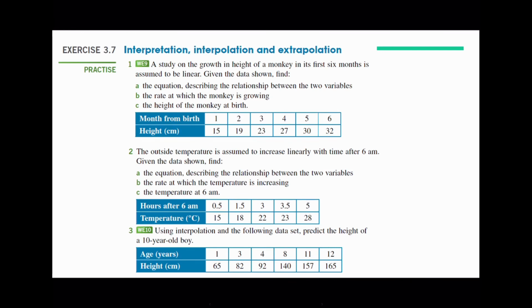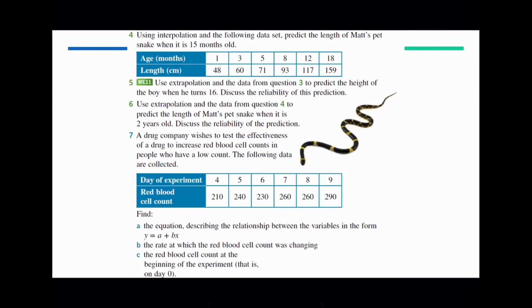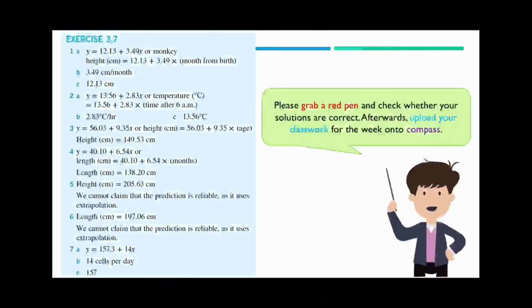Okay, now is the time for you to apply your understanding by answering these textbook questions. I'd like you to use the remaining class time as well as homework to complete the following questions. I've got the answers towards the end of the slide, so please refer to my PowerPoint slide, and the last page should have all the answers. So answer questions 1, 2, 3, questions 4, 5, 6, 7, and these are the answers over here. Afterwards, I want you to grab a red pen and cross-check whether your answers are correct. Once you do this, please upload all of your work onto Compass so I can see your work progress.